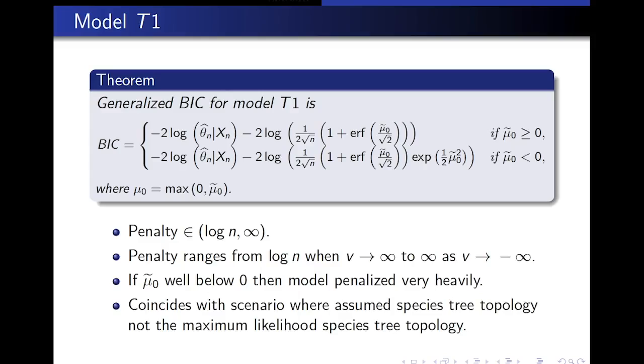So the penalty ranges from a minimum of log n, when the maximum likelihood estimate of the species tree edge length diverges towards infinity, to diverging towards infinity when the random variables lie a long way below the centroid in the probability simplex, indicating that a different species tree topology has a higher likelihood. So if we have an extremely high BIC without a particularly high n, then it probably means a different species tree topology has higher likelihood, or that all of the species tree topologies are poor.